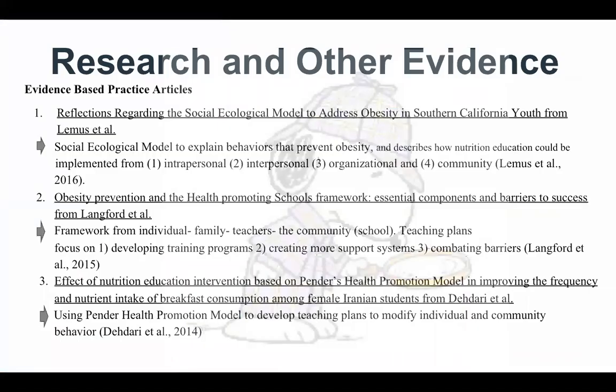Research and other evidence. Of the three articles here, the first one discusses how to change students' behavior toward healthy eating by using the social ecological model. This model explains behavior that prevents obesity and describes how nutrition education could be implemented at the interpersonal, organizational, and community levels. The second article discusses the framework of the individual, family, teachers, and community. The teaching plan focuses on developing a training program and creating more support systems.